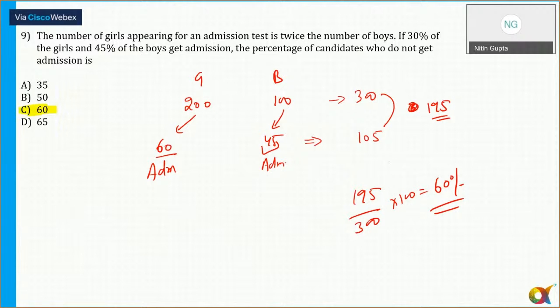Any doubts to anyone now? Please respond. Sorry, I marked the wrong answer. The correct answer should be 65. 195 by 300 into 100 is basically 65%. So the answer should be option number D, which is 65%. So any doubt? Okay. Can I move to the next slide?